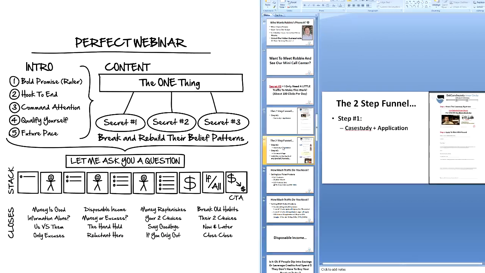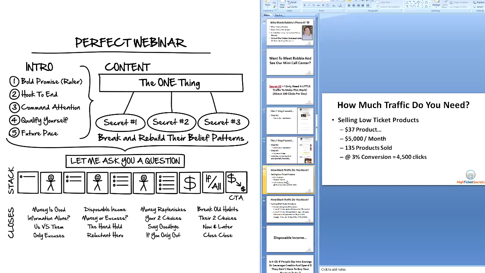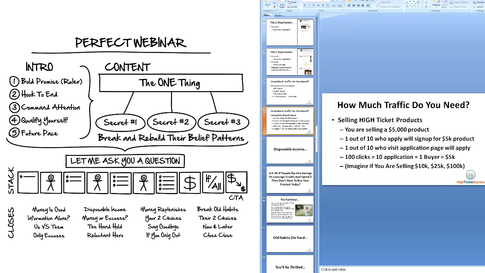Boom! I take them to a case study page, then a homework page. Now, if I sell low-ticket products, this is how it would be: I send 4,500 clicks to make my $5,000 a month. Plus, I've got to spend money on those clicks, so I end up making almost nothing. Or selling high-ticket things, check this out. If I sell a $5,000 product, 1 out of 10 who apply are going to sign up for the $5,000 product. 1 out of 10 who visit the application page are going to apply. So 100 clicks equals 10 applications equals 1 buyer. That means all I've got to do is send 100 clicks a day, and I can make $5,000 a day.